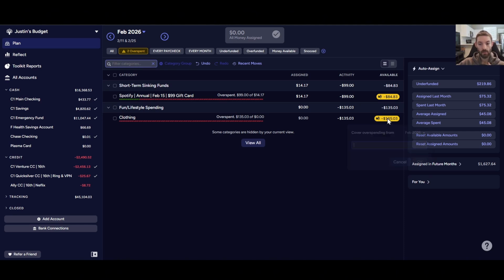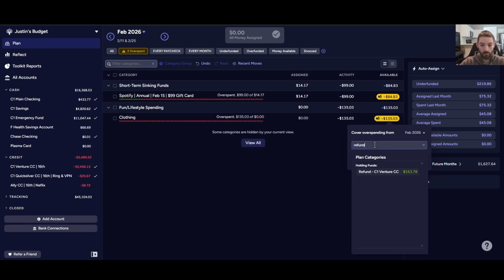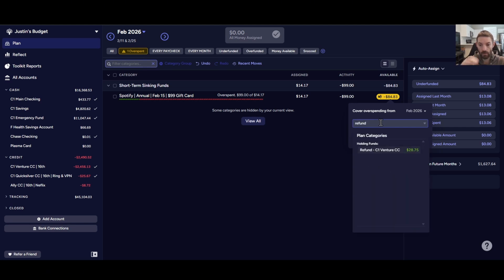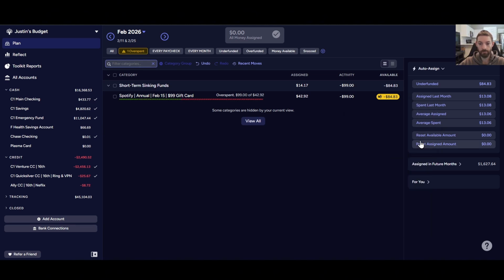So I will take the money from the refund category and cover that full overspending. And then I have, I think, $28 left. We will cover as much as I can. So now I have used all of that refund up, and I still have $56.08 that I need to figure out where that money is going to come from.